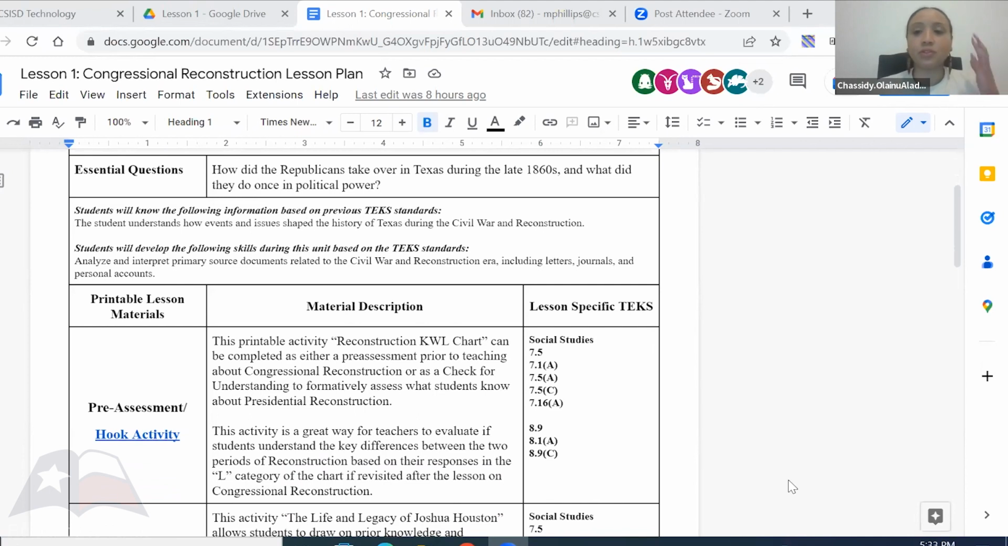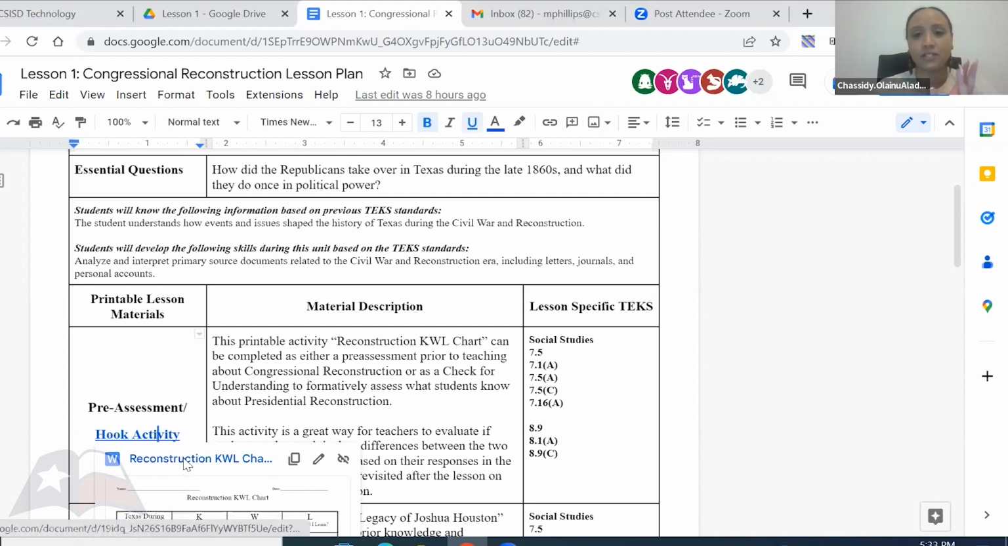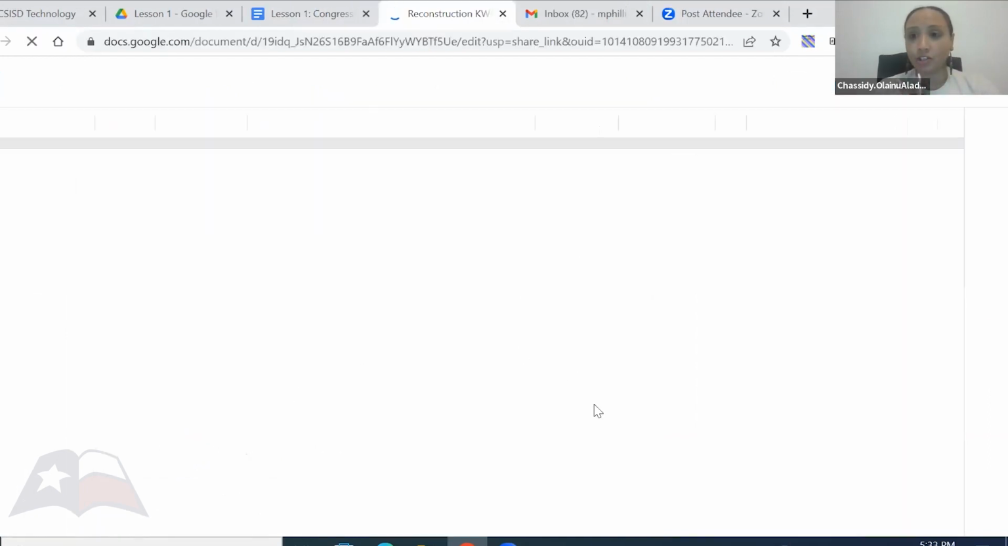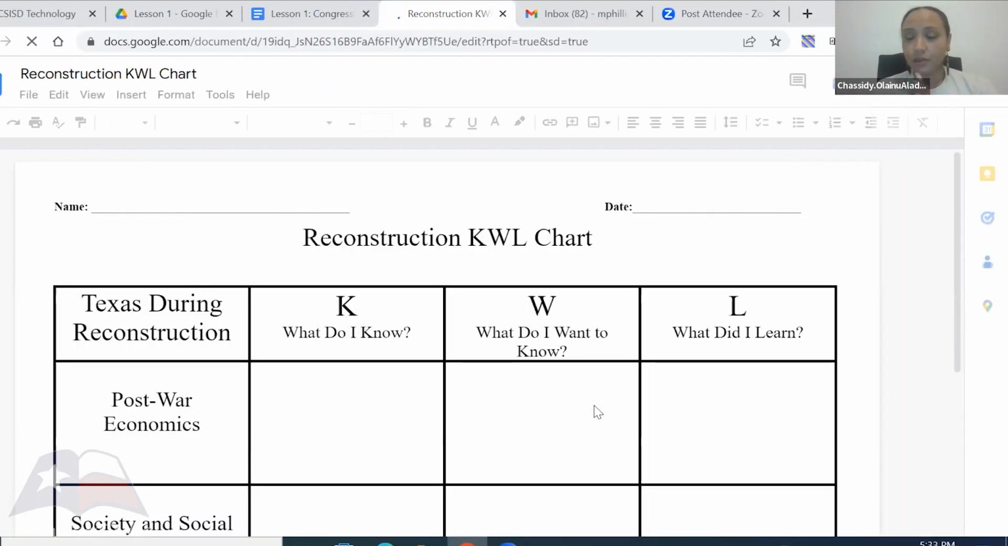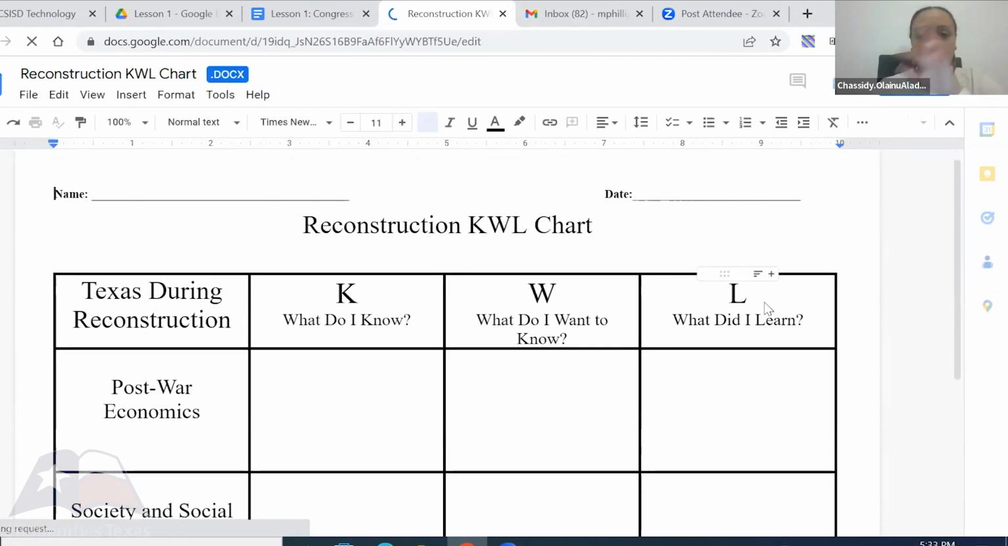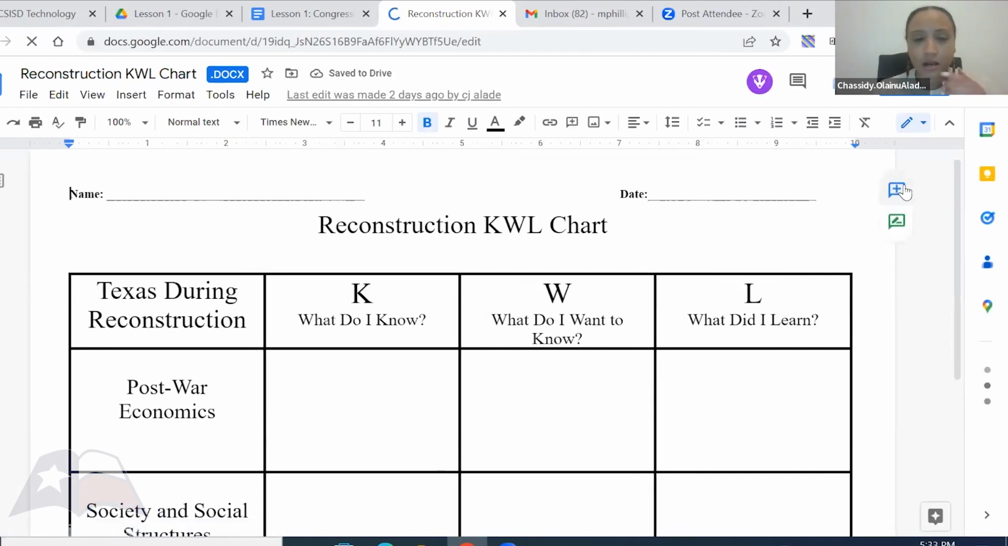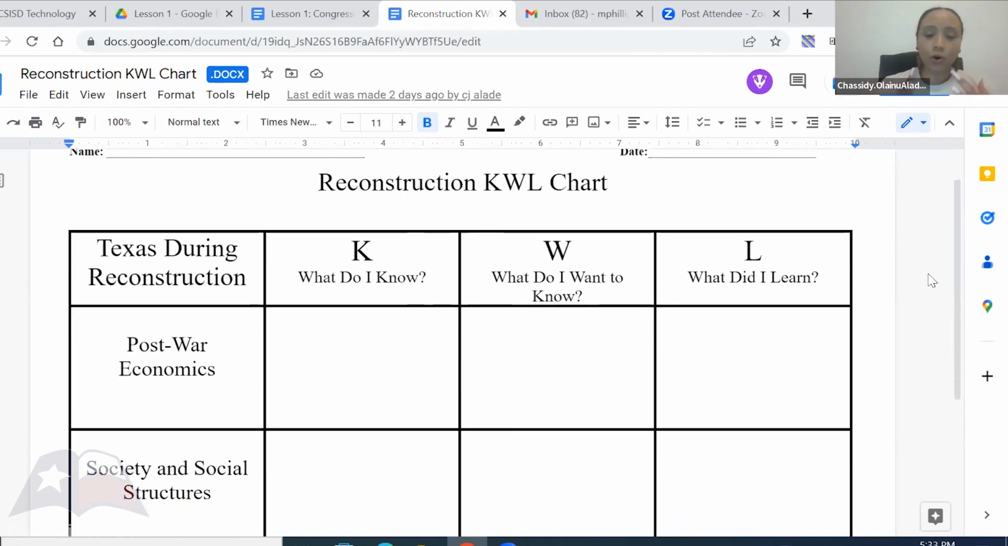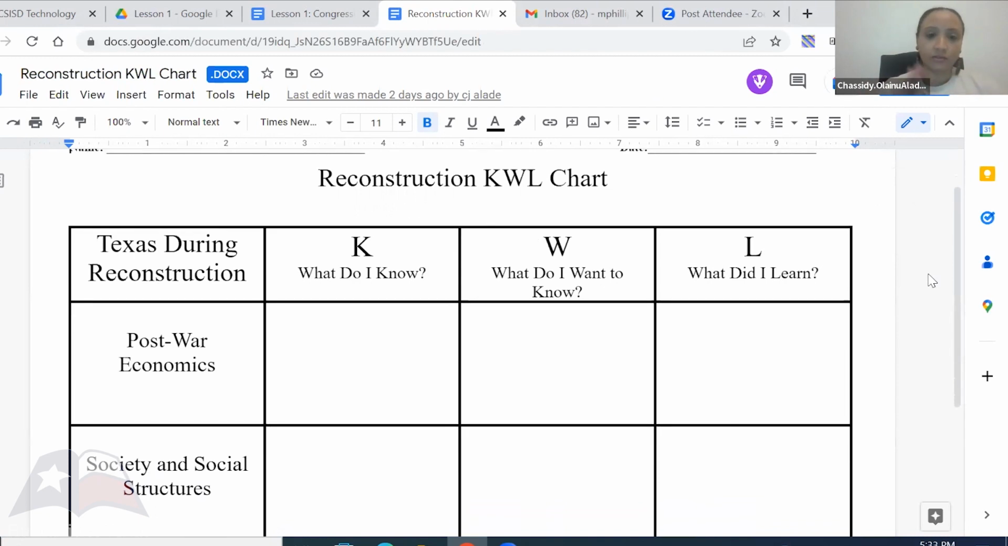I think when teaching this, it is a good idea to pause in between presidential and congressional reconstruction, because it's really important for students to see the comparison between the two and just how different these time periods are. So what I've created is somewhat of a curated KWL chart where we want to get students, before we launch into congressional, to tell us what do they know, what do they want to know, and then what did they learn.